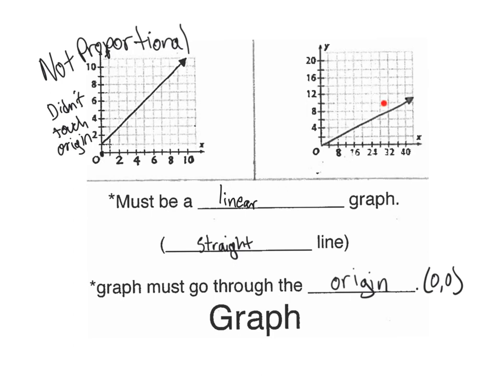Now let's look at our next graph over here. So the first thing that we check every single time, does it go through the origin? It's right here in this corner. It does. So we can write did touch origin. Then the next thing we need to look for, is it a linear graph or does it have a straight line? When you look here, it does have a very straight line. So this one is proportional.